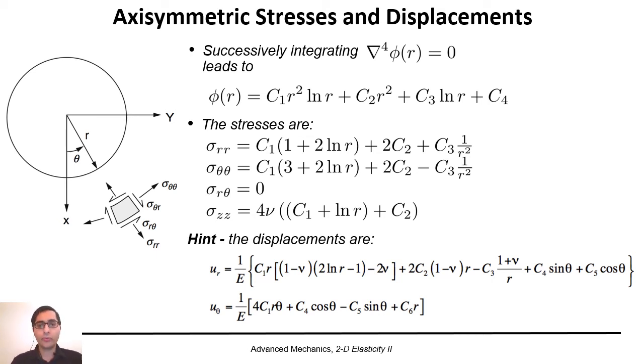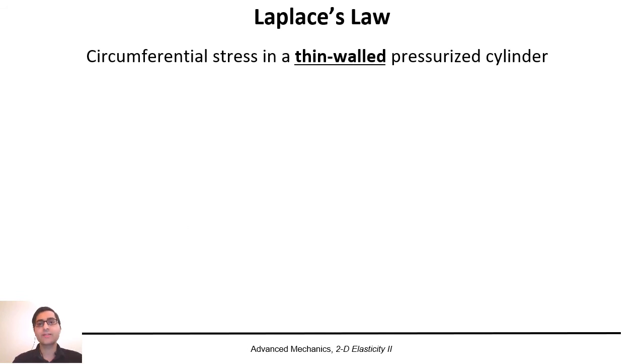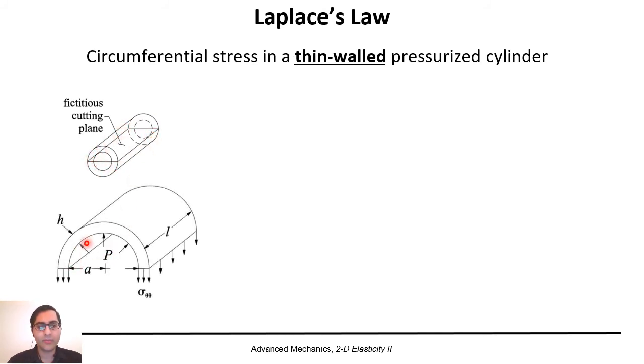Okay, before moving to practical examples, let's talk about Laplace's law. It basically describes a very simple engineering approach to find circumferential stress in thin-walled pressurized cylinders. So assume we have a cylinder. It has an inner radius, an outer radius, a length, and it's under internal and external pressure. Let's cut it with this frictionless cutting plane. We end up with half a cylinder.